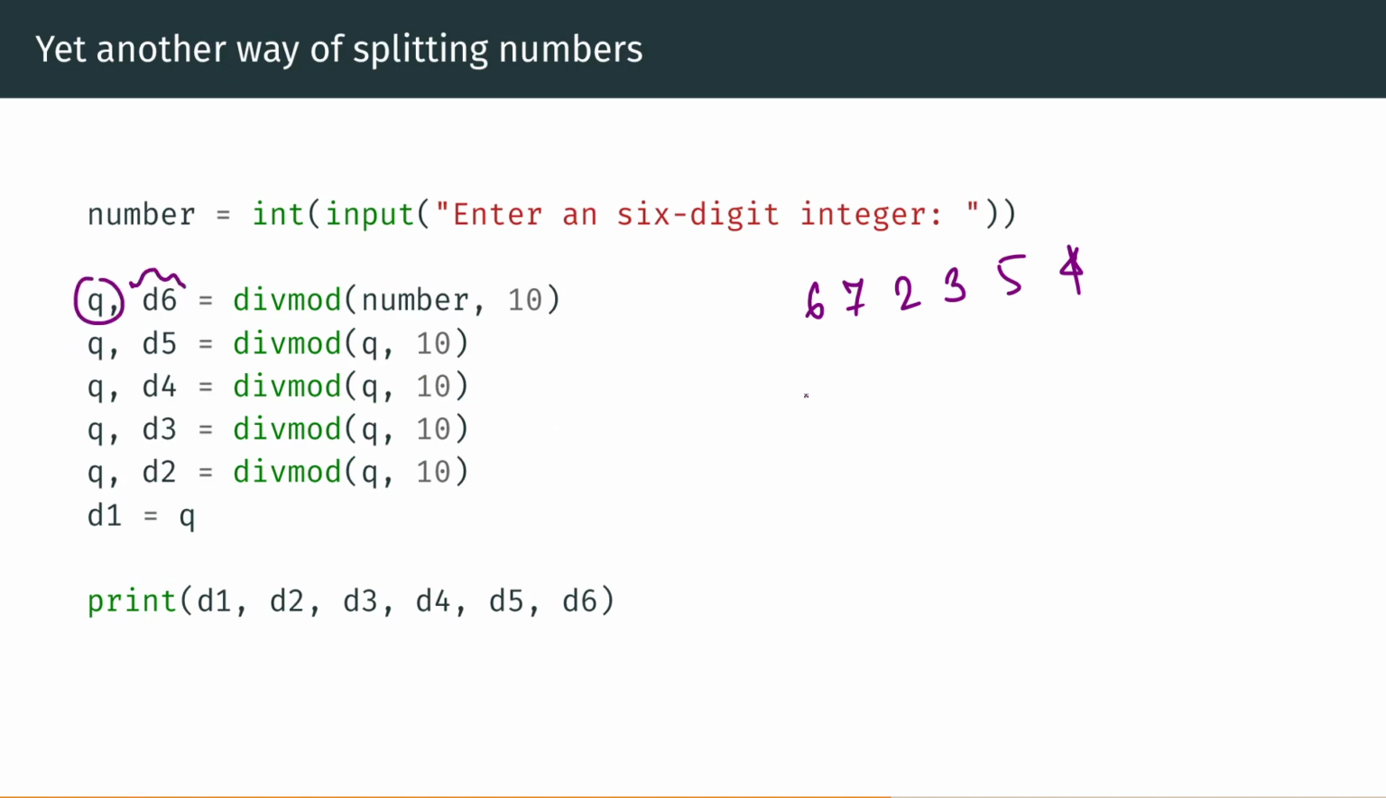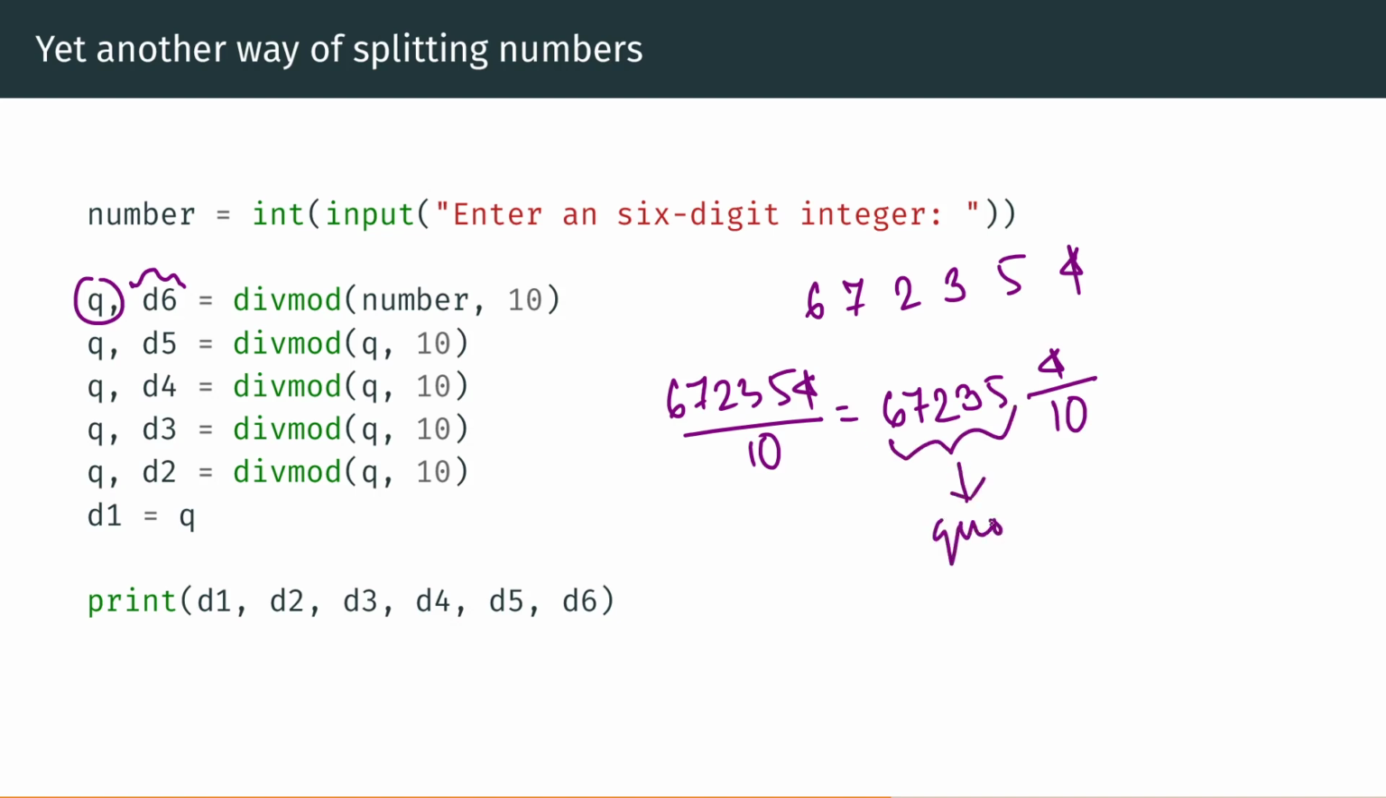How? Let's take this number 6 7 2 3 5 4. When divided by 10 it will give you a sort of improper fraction, which is 6 7 2 3 5 and 4 over 10. That would be the answer. So this would be your quotient, and this would be your remainder.